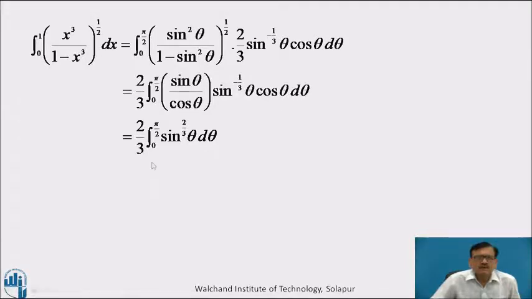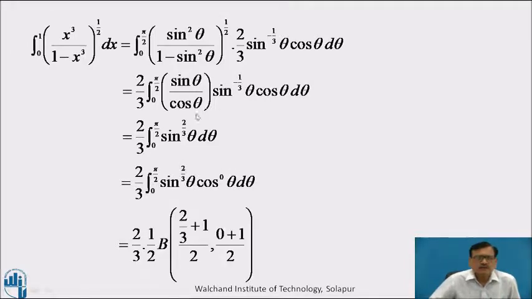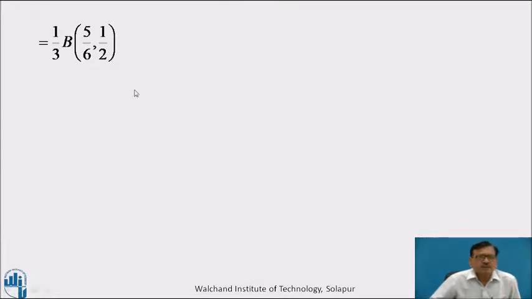which is equal to 2 by 3 integration from 0 to pi by 2 sin theta into sin raised to minus 1 by 3 theta means sin raised to 2 by 3 theta d theta, and cos theta will get cancelled, which is equal to, we can write 2 by 3 integration from 0 to pi by 2 sin raised to 2 by 3 theta. We will write cos raised to 0 theta d theta just to apply the formula of beta function, which is equal to 2 by 3 into 1 by 2 beta of 2 by 3 plus 1 by 2 comma 0 plus 1 by 2. By simplifying, we get 1 by 3 into beta of 5 by 6 comma 1 by 2.